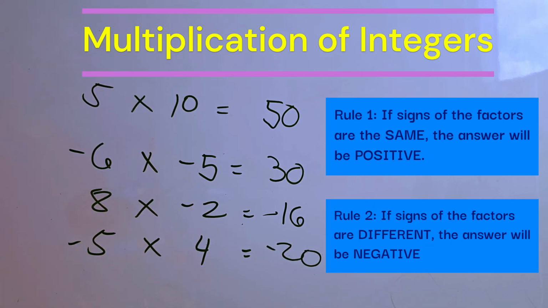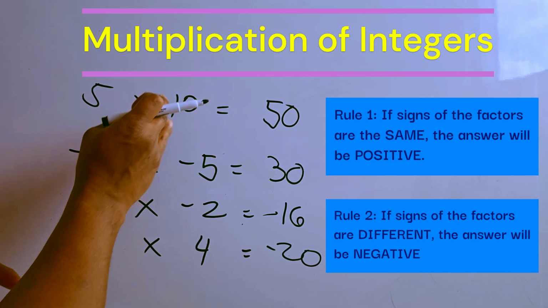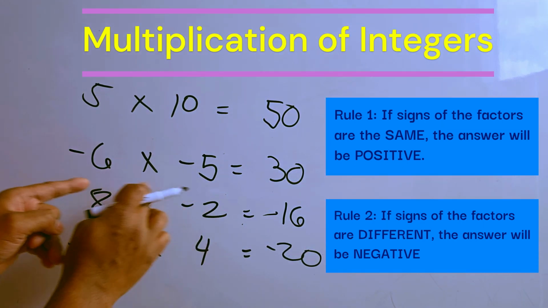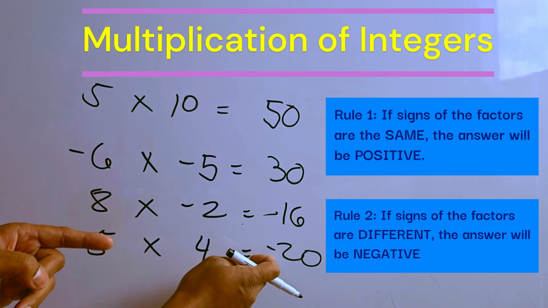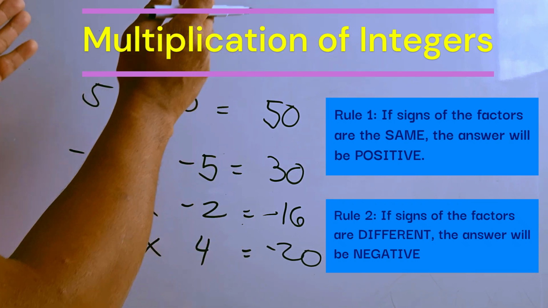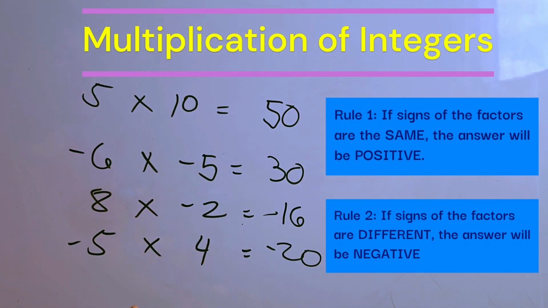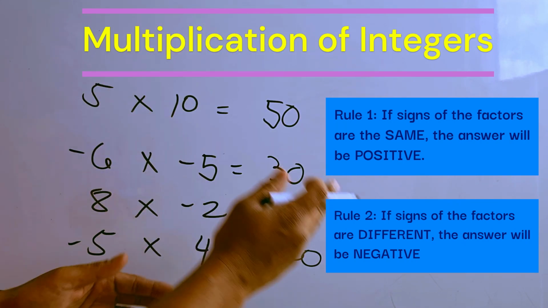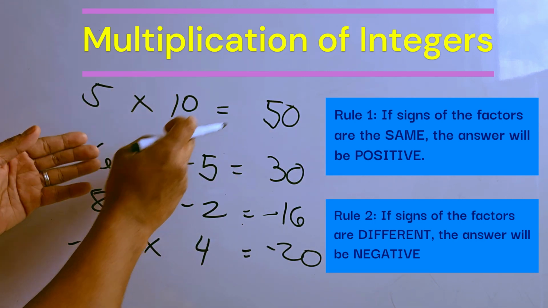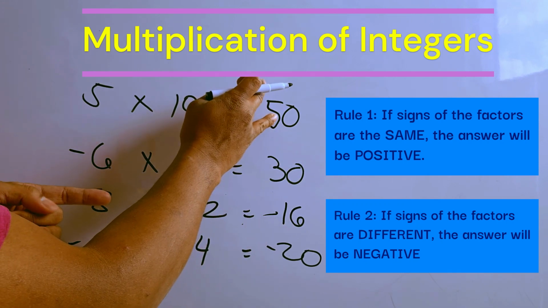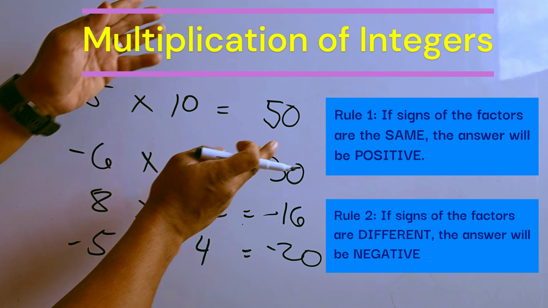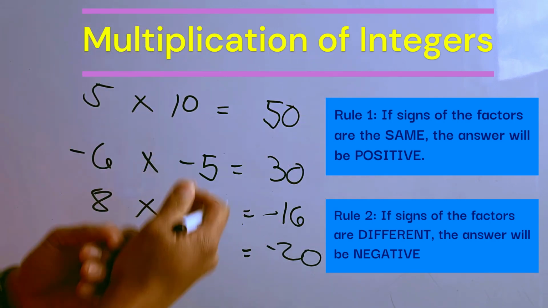Simple lang ang rule. Pag parehas ang sign, ang sagot mo lagi positive. Pag magkaiba ang sign, ang sagot mo lagi negative. Okay? So, firstly, multiply the absolute values. Then, if they have the same signs, the answer will always be positive. Regardless kung positive or negative, the answer will always be positive.